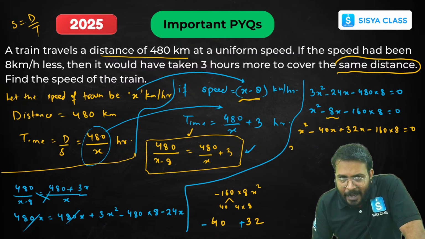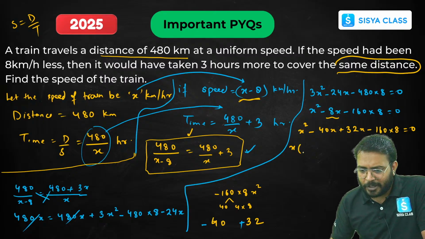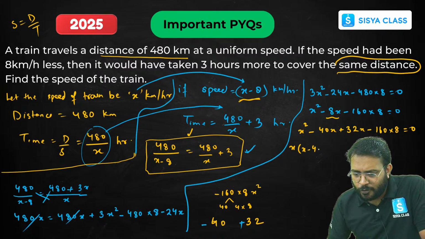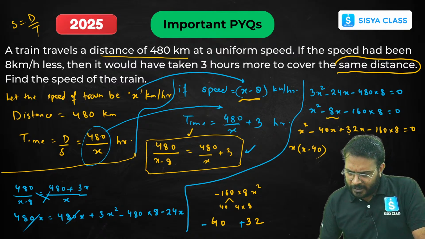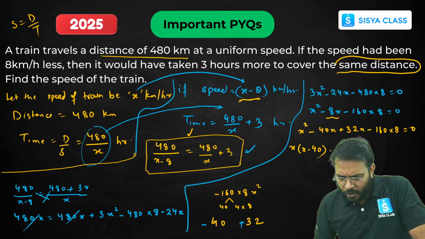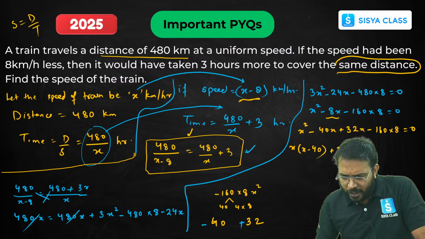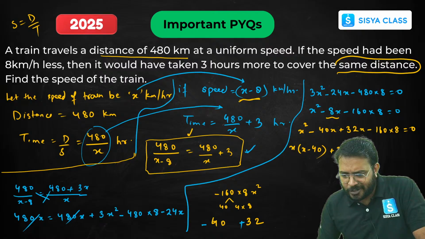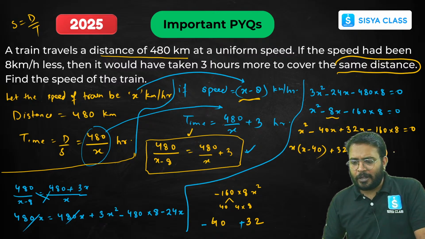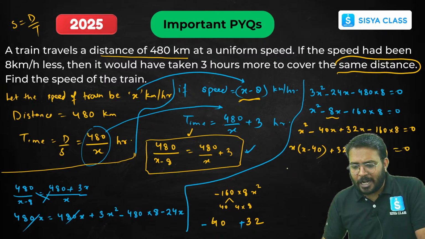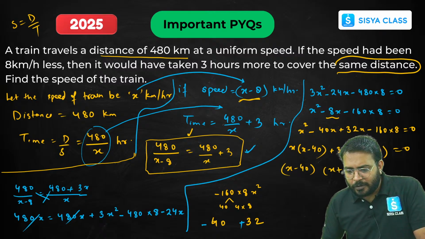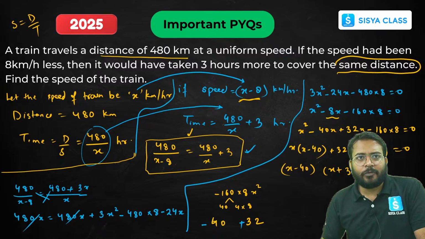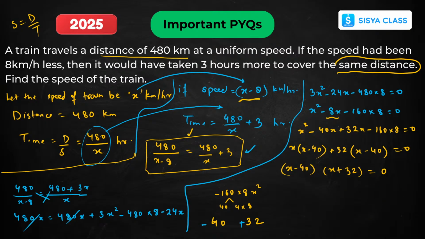Here if I take x common, I get x minus 40. And here if I take 32 common, shall I take 32 common? Yes sir, you can take 32 common. So I take plus 32 common, and I get x minus 40 again, is equal to 0. So it can be factorized as x minus 40 into x plus 32 is equal to 0, and from here you get two values.